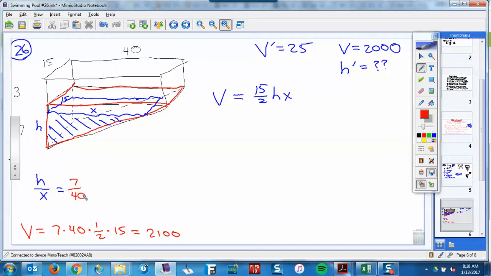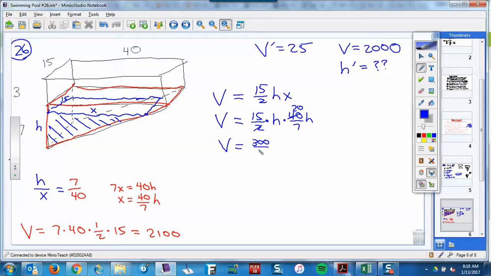H over X would equal 7 over 40. So we would get 7X equals 40H. X would equal 40/7 H. So now we can substitute that. So we get V equals 15 halves times H times 40/7 H. So that would simplify to, we cancel, you do that in your calculator too. So that would cancel to 300/7 H squared. Would that be true?